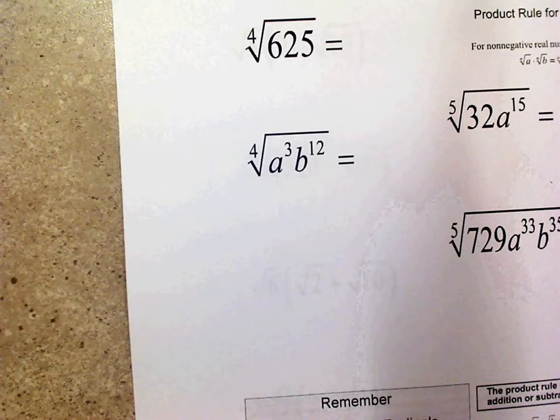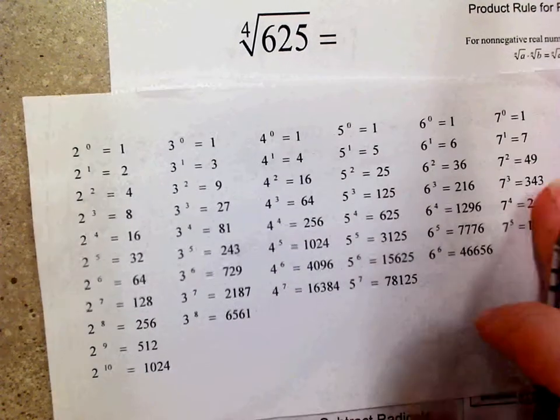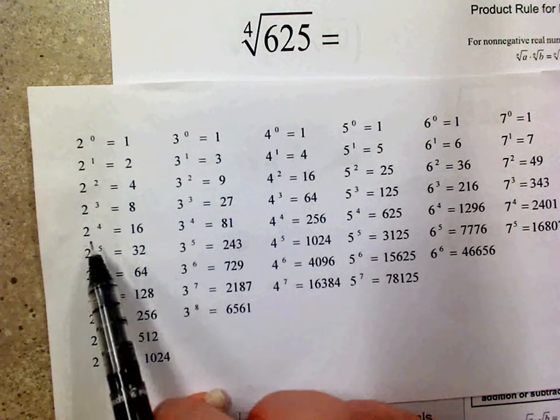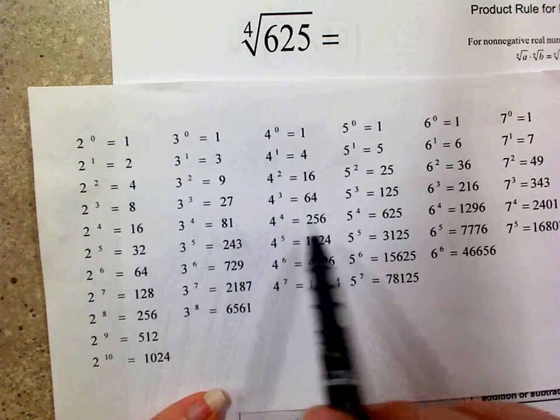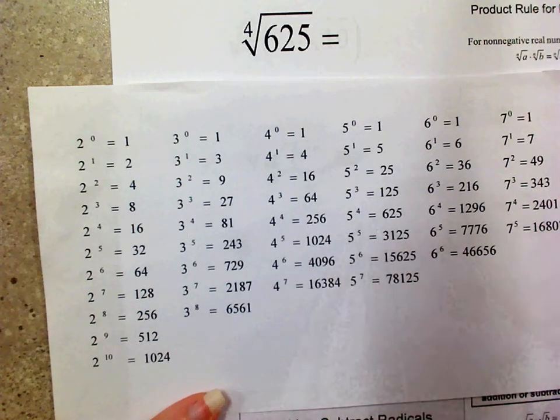Okay, so the fourth root of 625. Fourth root means I need to go the powers of 4. 5 to the 4th is 625, so that is just 5.